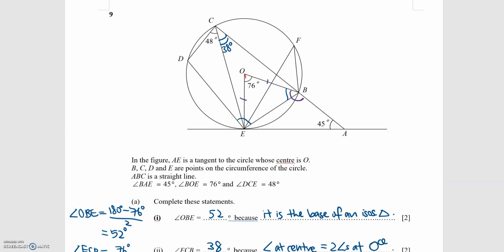So in quadrilateral OBAE, just outline it out. I know 76, I know 45, and I'll be able to find this angle OEA as 90 degrees because tangent is perpendicular to the radius. Then I can make use of the sum of angles in a quadrilateral to find what I want to find, angle OBA.